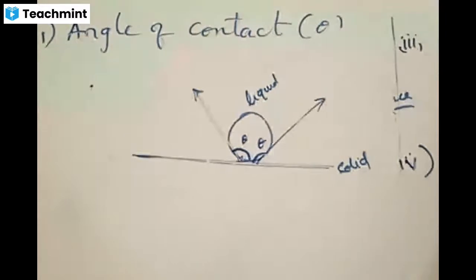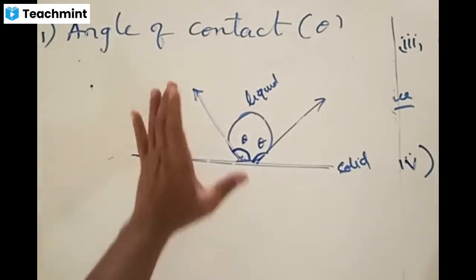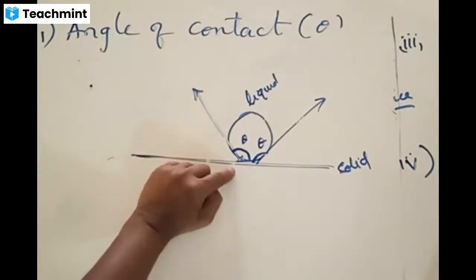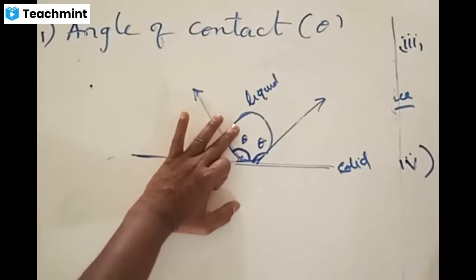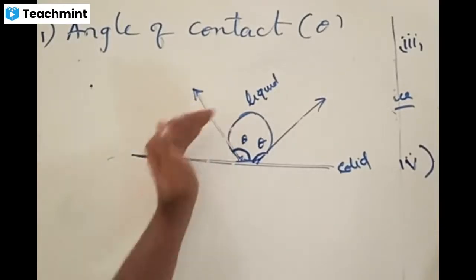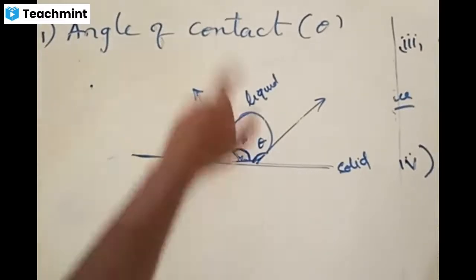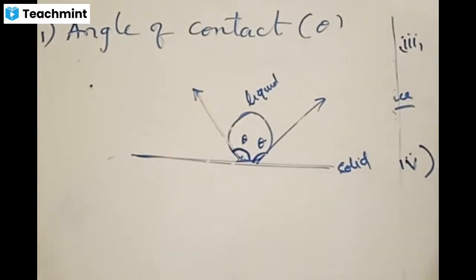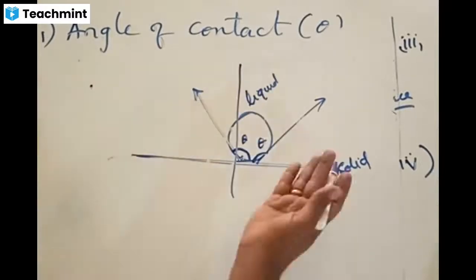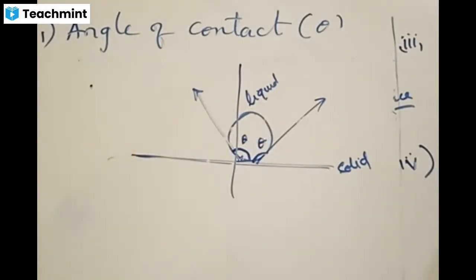Is the definition clear? Definition, angle of contact. Lastly, I keep repeating: angle of contact is the angle made by the tangential drawn at the point of contact of the solid-liquid interface and taken inside the drop up to the solid surface. How much angle is present here? That angle is called the angle of contact. And clearly here, angle of contact can have two values: more than 90 degrees, or less than 90 degrees.